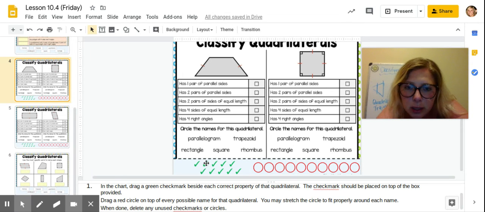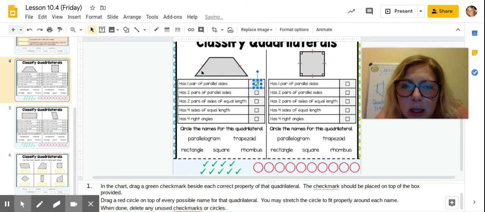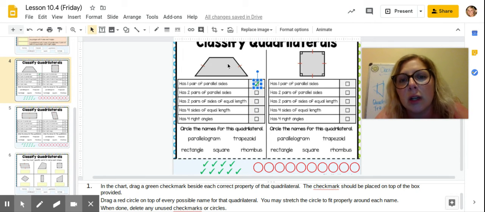How would you do that? You would just move it up and then put it over it. So let's look at this one. It has one pair of parallel sides. Yes, it does, because it has this one and this one. These two over here would cross up top if they ever did. So it does not have two pairs of parallel sides, so you wouldn't put anything on that one.